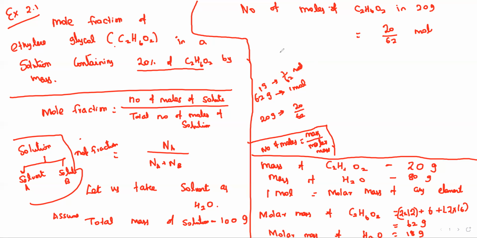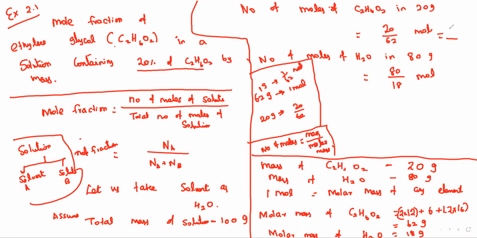And similarly, you can find the number of moles of H2O. We are having 80 gram of H2O. The molar mass is 18 gram, right? So it is mass by molar mass, 80 by 18 moles. Okay. So it is 20 by 62 mole for C2H6O2, and 80 by 18 mole for H2O.